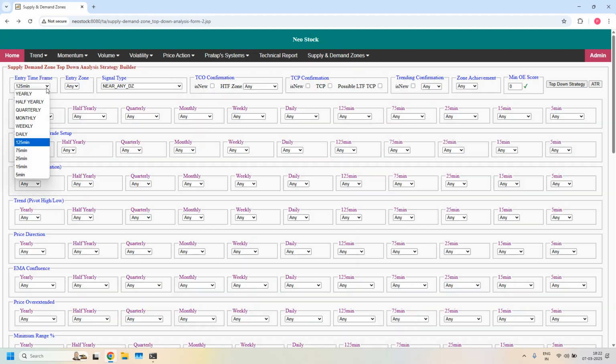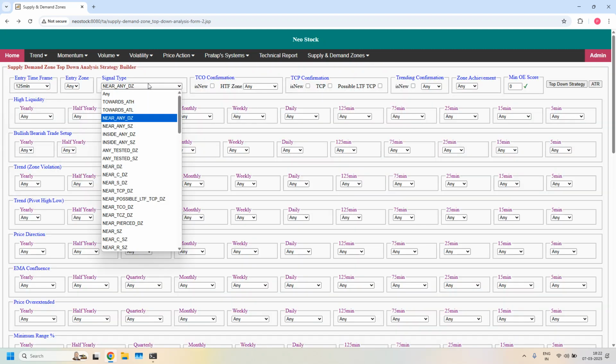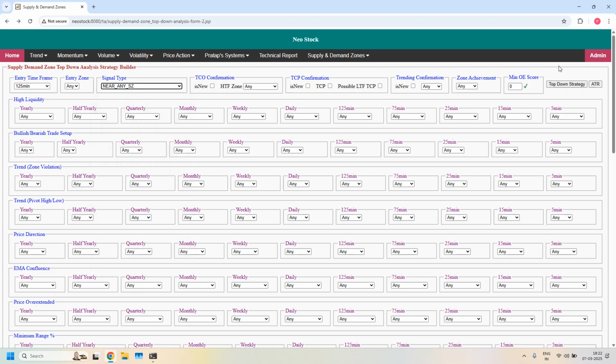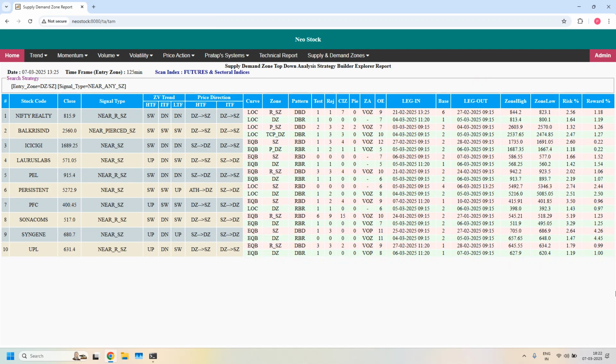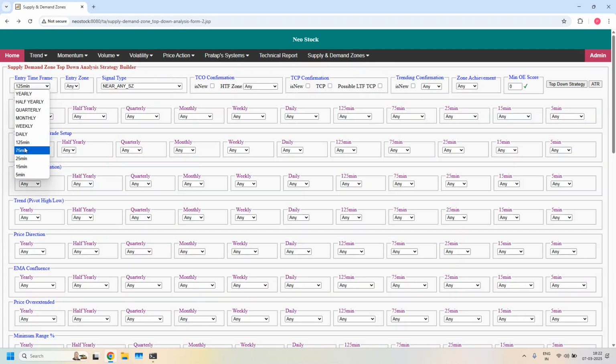Next, 125 minutes time frame, stocks near 125 minutes supply zone. We got 10 stocks. Okay. Next time frame is 75 minutes. Entry time frame 75 minutes.